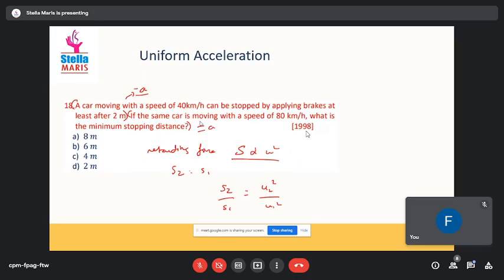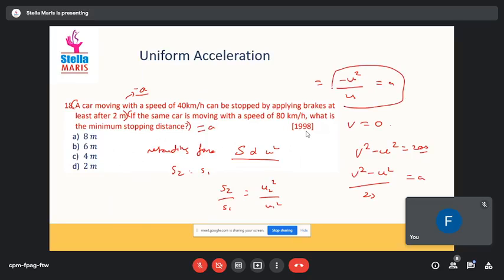You know the formula, no? v squared minus u squared is equal to 2as. To find a, v squared minus u squared divided by 2s is equal to a. Here the final velocity is equal to 0, so this becomes minus u squared by 2s is equal to a. So this is the acceleration. Do you understand this? So we have found the value of acceleration, where u is u1.